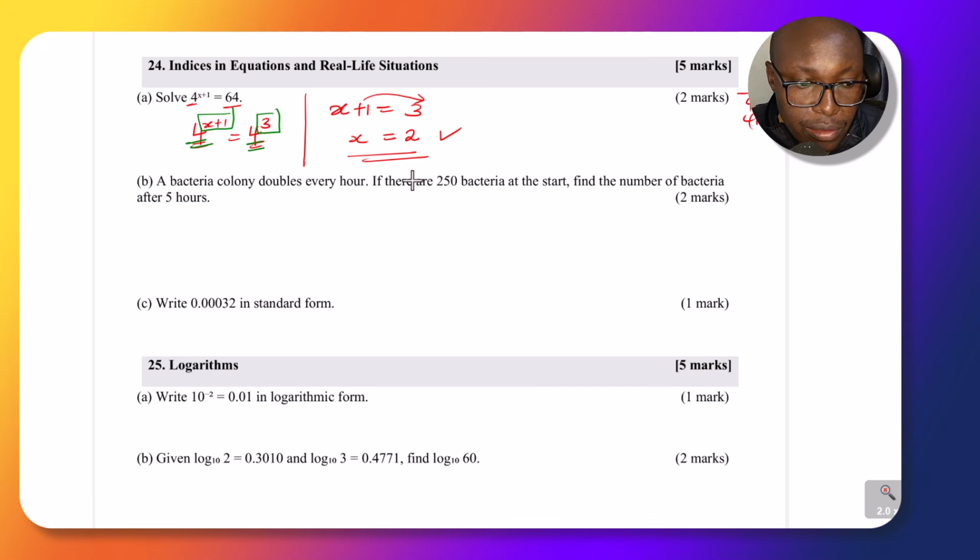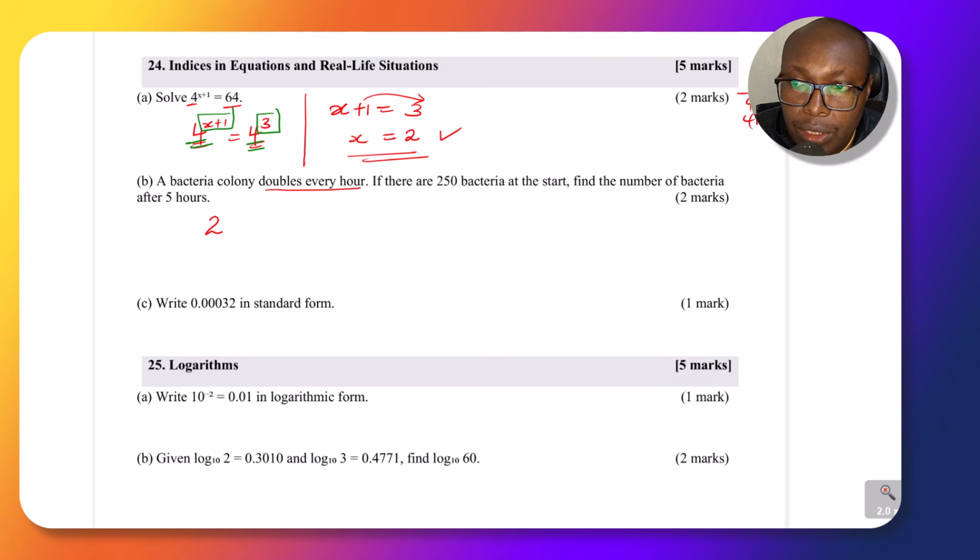Then part B, question on application. A bacteria colony doubles every hour. If there are 250 bacteria at the start, find the number of bacteria after 5 hours. So the most important thing you need to know is this part. The bacteria doubles every hour. Doubling means you are multiplying it by 2. So you multiply it by 2, that is double.